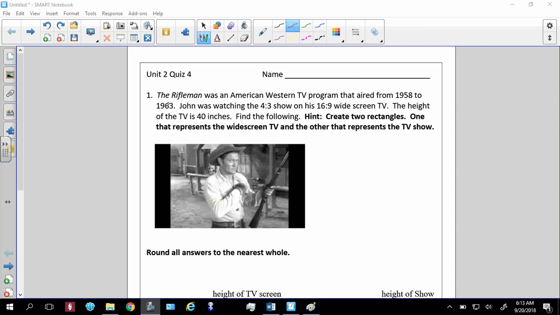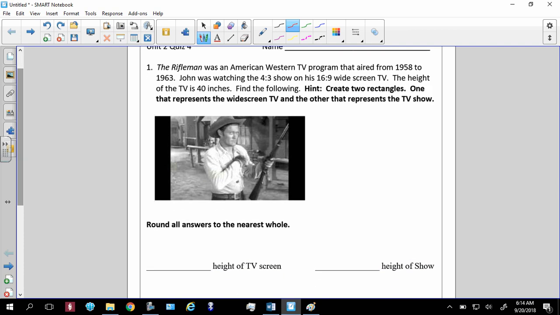All right, The Rifleman was an American Western TV program that aired from 1958. Okay, that's some good history there, but let's go ahead and get down to it. John is watching a 4:3 show on his 16:9 widescreen TV.